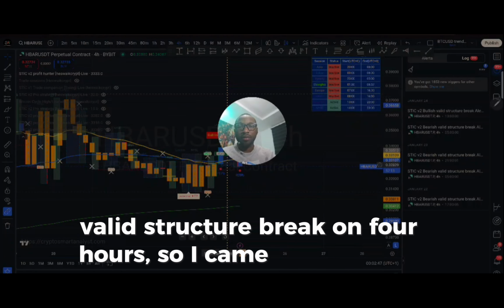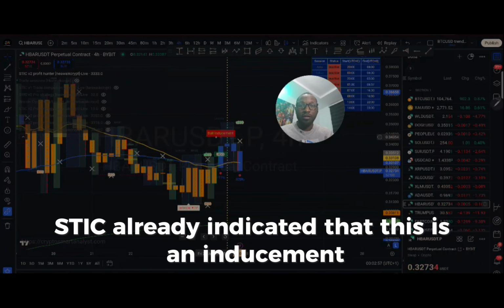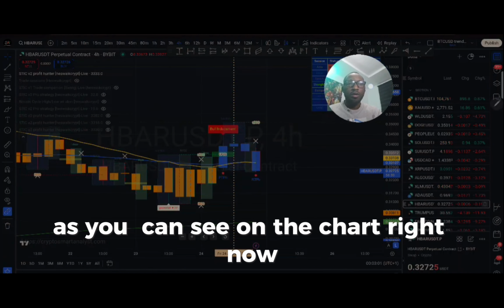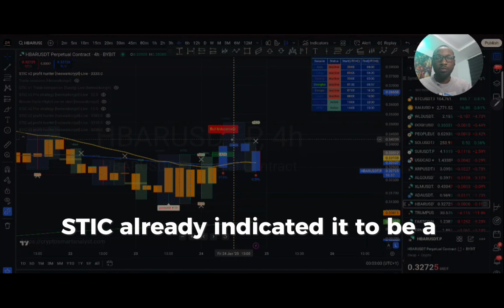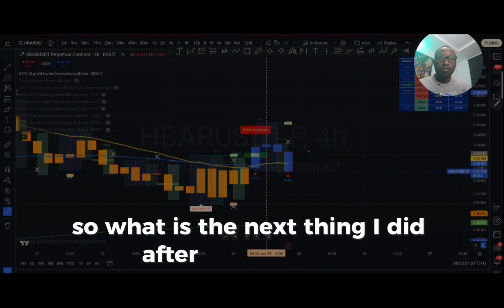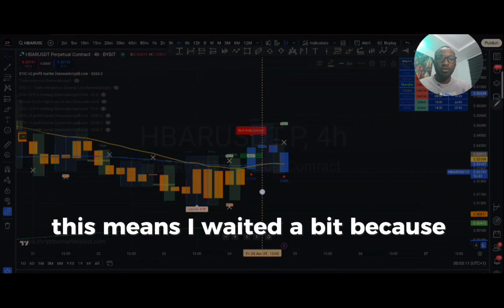However, like you said, Stick already indicated that this is an inducement. That is, this is a bullish inducement, as you can see on the chart right now. Stick already indicated it to be a bullish inducement. So what is the next thing I did? After checking this and I got that it is an inducement, I waited a bit, because trading is all about patience, right?